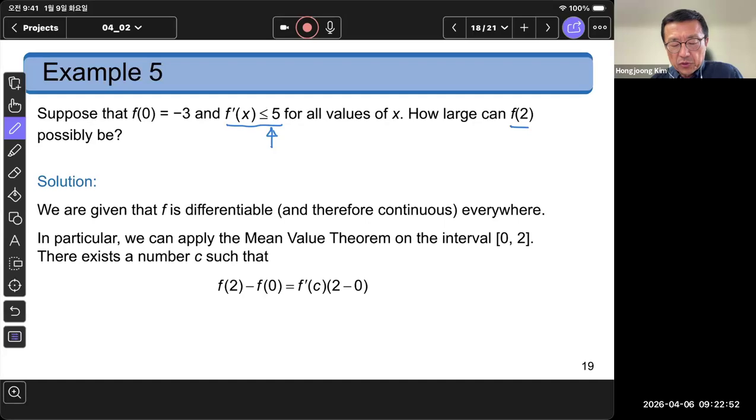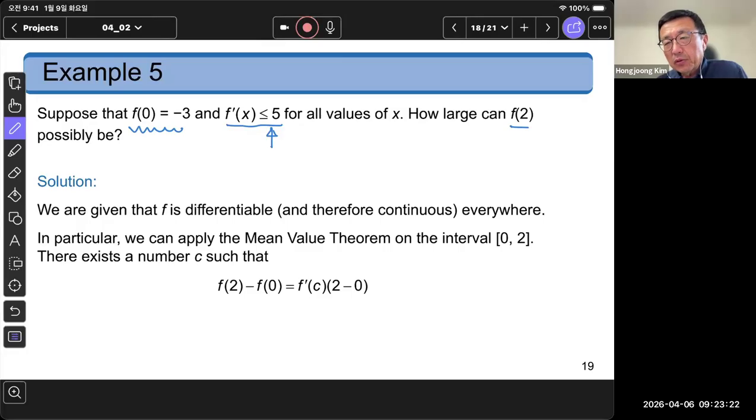So here f of 0 is -3. So I know the one value, which is -3. Then I have one assumption, one fact, that f prime is bounded by 5. In that case, the question is how large can f of 2 possibly be? So this is one interesting application of the mean value theorem.